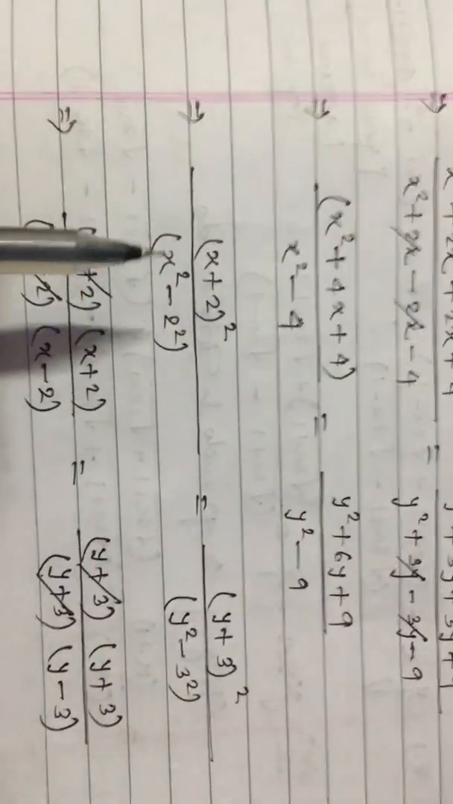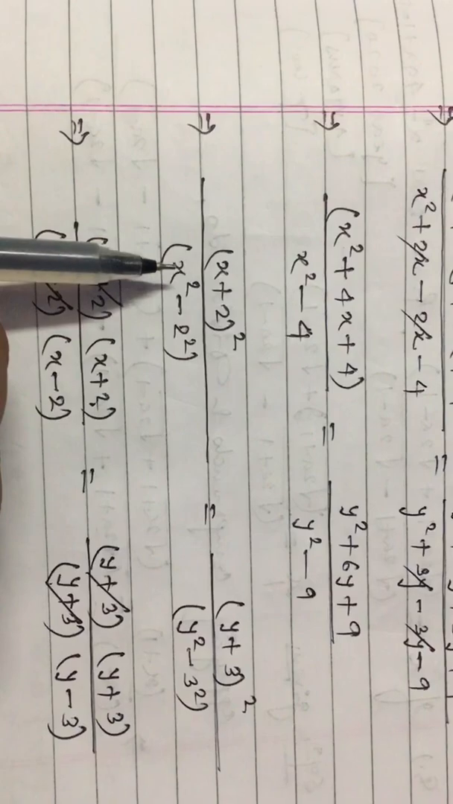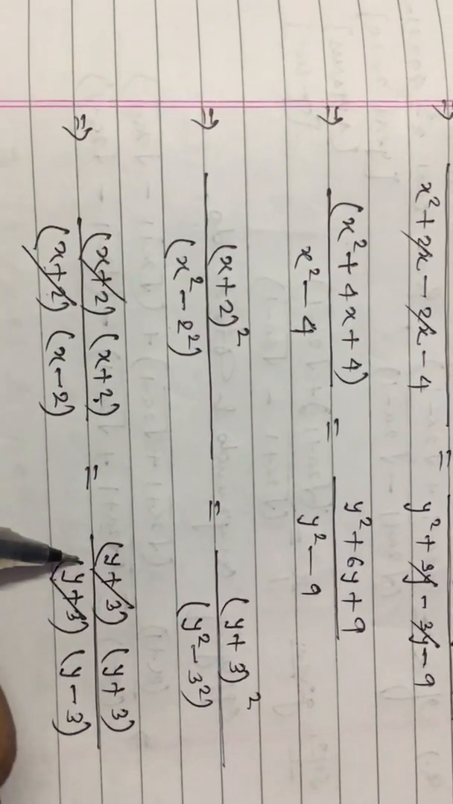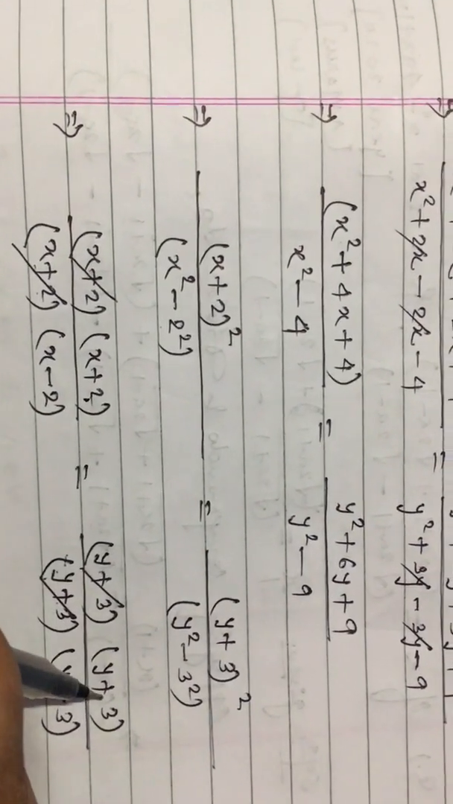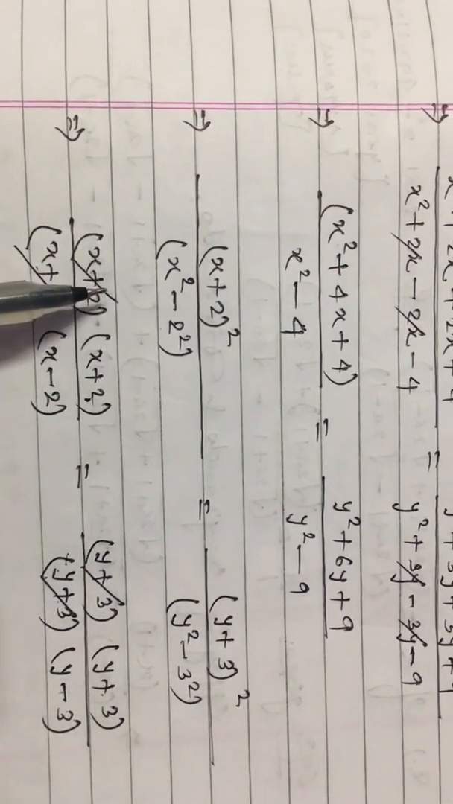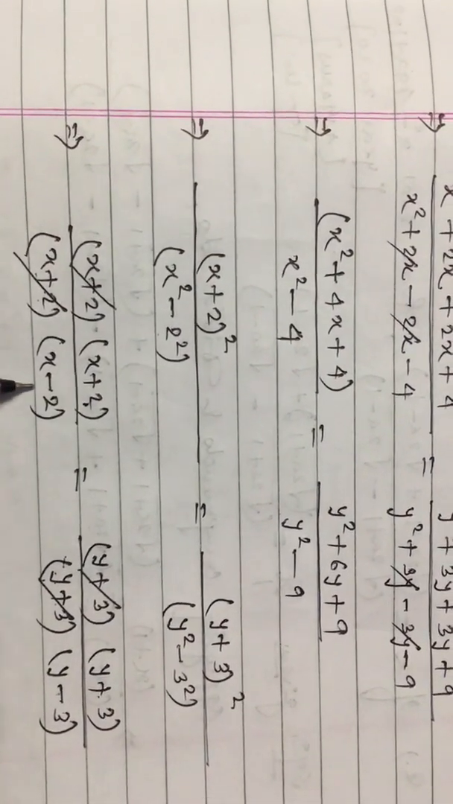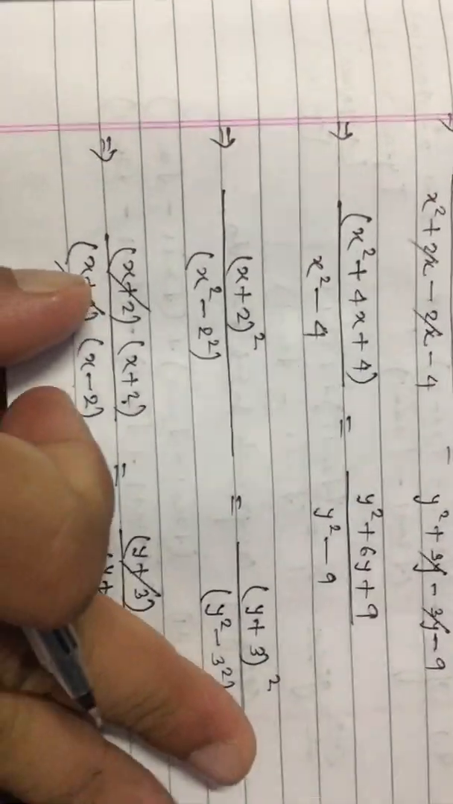So now (x plus 2) whole square means we have to write it 2 times there, and in the denominator we have to apply the formula a square minus b square equals (a plus b)(a minus b). Similarly for y plus 3, 2 times we have to write there. This will be cancelled, this will be cancelled. So we get (x plus 2) divided by (x minus 2), and (y plus 3) divided by (y minus 3).